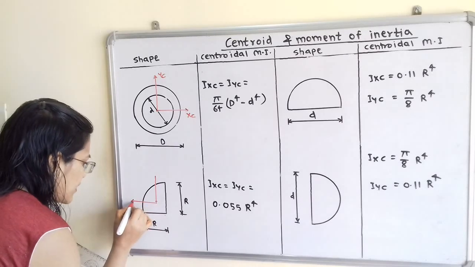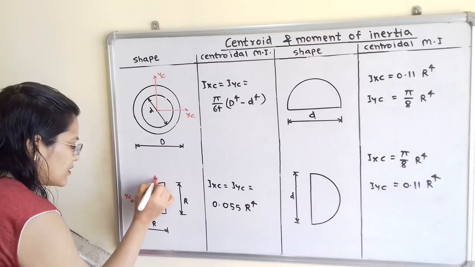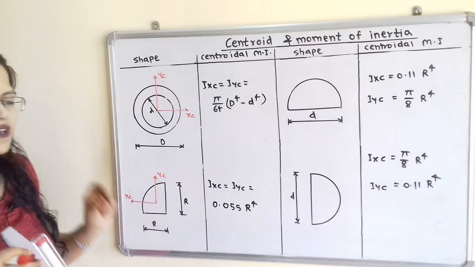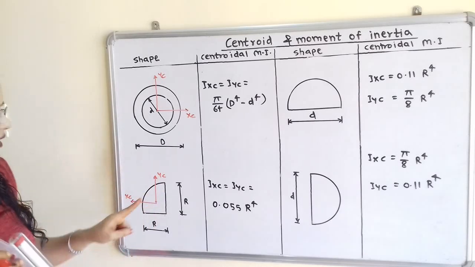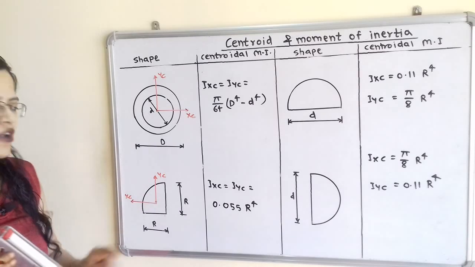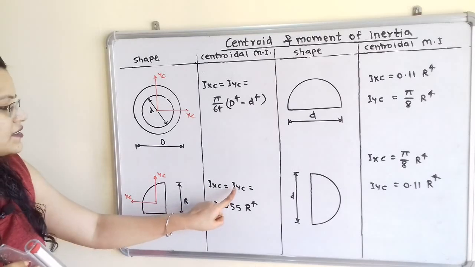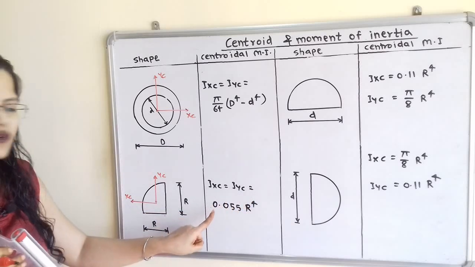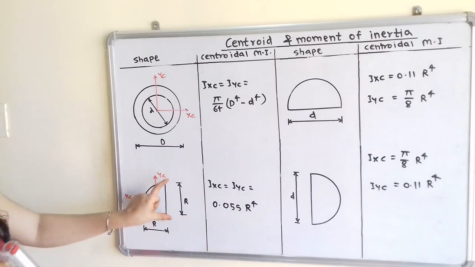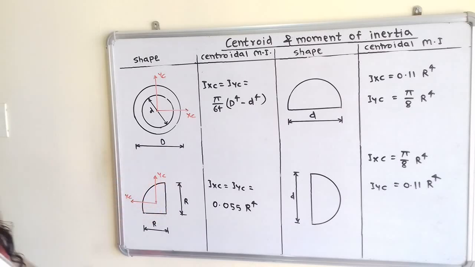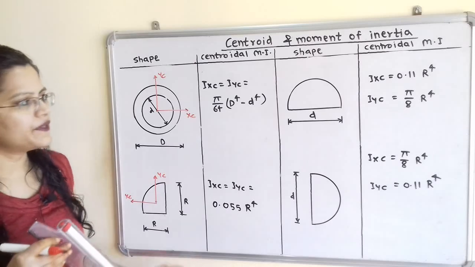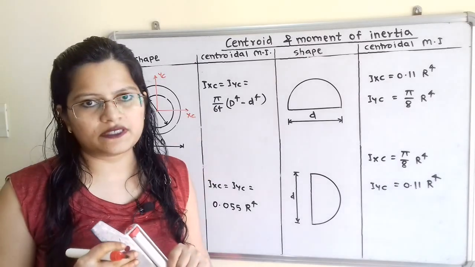So this horizontal axis is Xc and this vertical axis is Yc. So for quarter circle also the moment of inertia along Xc is equal to moment of inertia along Yc. So Ixc is equal to Iyc is equal to 0.055 r raised to 4, where r is the radius of this quarter circle. So this is the formula. Now we will move to the semicircle.